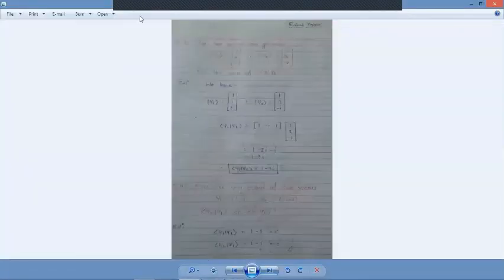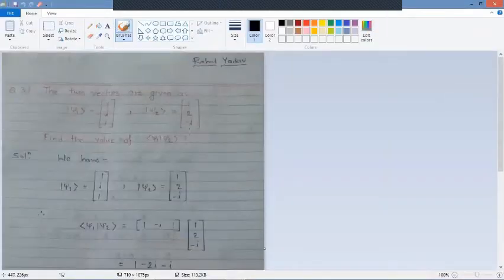So this is the third question. In this question the given vectors are here, vector psi1 and this is the vector psi2. Find the value of the inner product. Again we have to solve the inner product of it. In this the matrix is given, and it is important. So we have this given value.